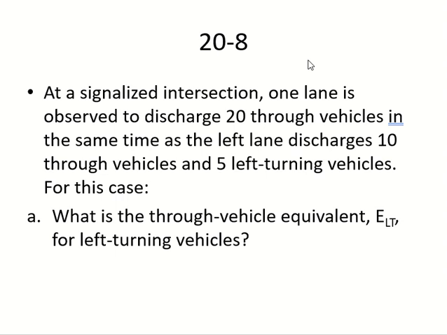So for example, you are at a signal. One of the approaches of the signal has two lanes. I'm explaining the example which they have given, but you can apply it to anything. You have two lanes. One lane is for through only. The other lane is shared. You can go straight or you can take left. One is only through, the other one is straight and left both.